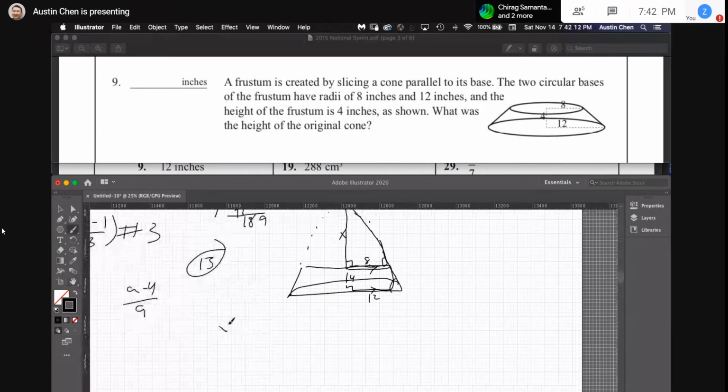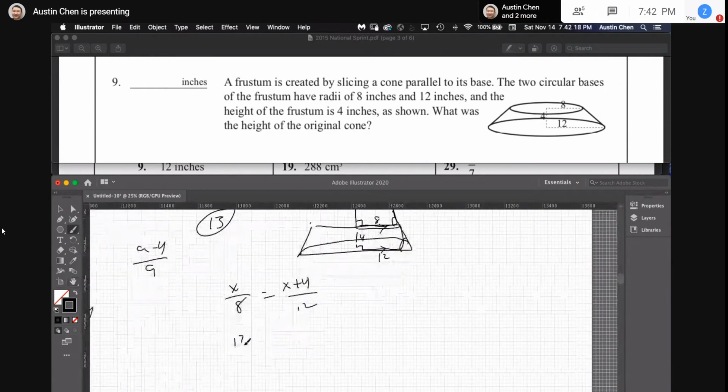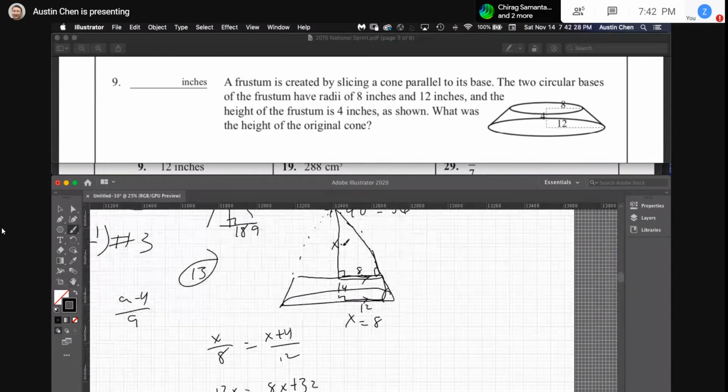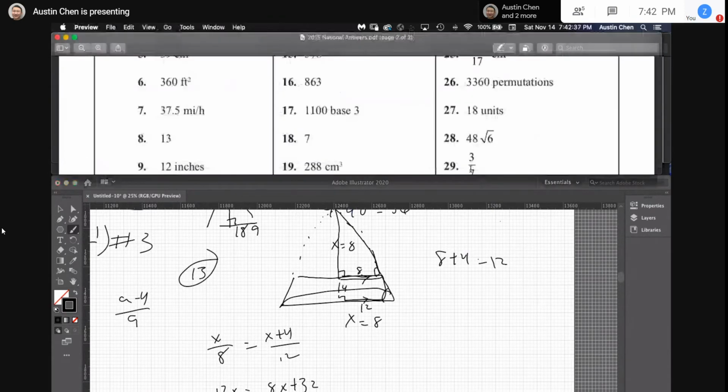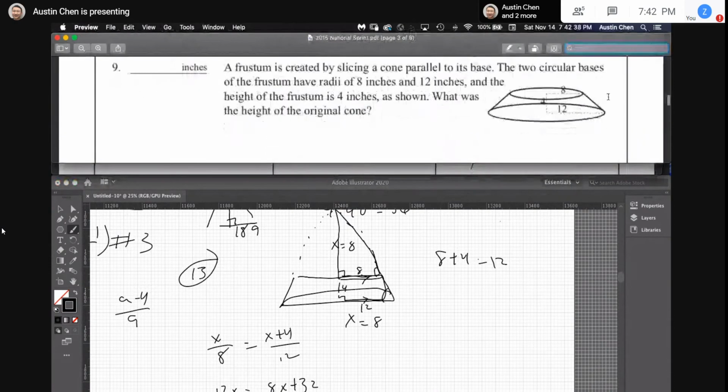So then we can set up a ratio, x over 8 equals x plus 4 over 12. So then we can solve for x by just cross multiplying. And we get 4x equals 32, or x equals 8. Alright, so we know x equals 8, then the height of the entire original cone will just be 8 plus 4, or 12. Yep, the answer is 12.